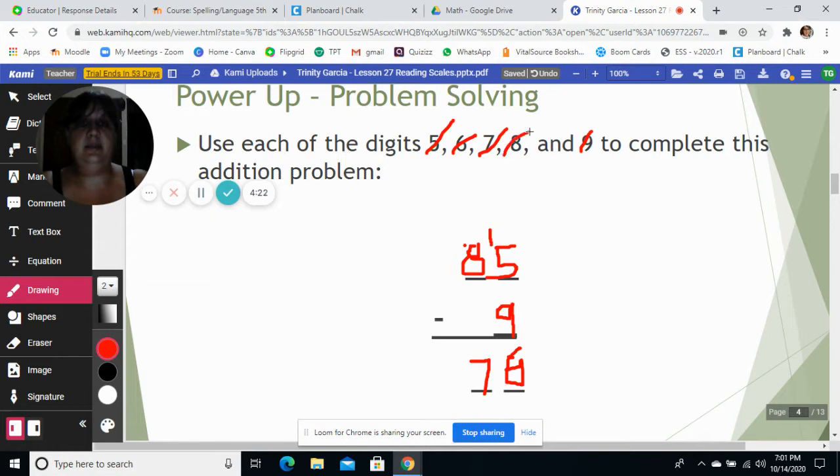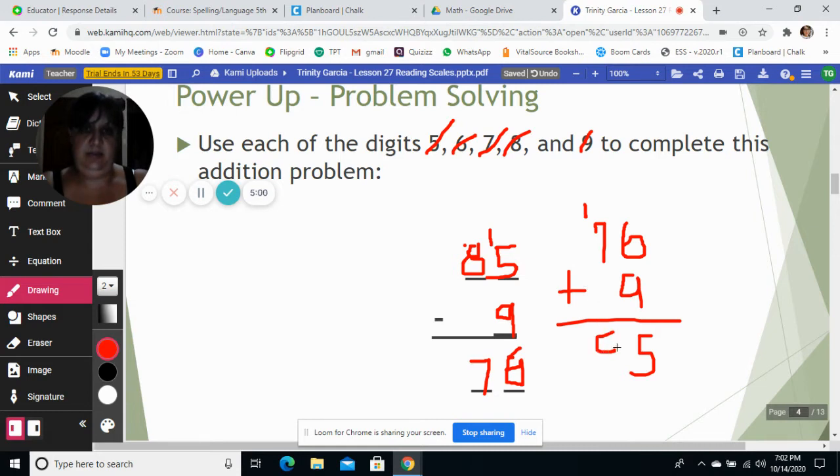There is our problem solving, and remember the way to check our work, which is our last step always in problem solving, is to reverse the order of operations and to do addition, right? So we know that 76 plus 9 should give us 85 if we're right, right? So 9 plus 6 equals 15. We carry the 1, then we get 85.